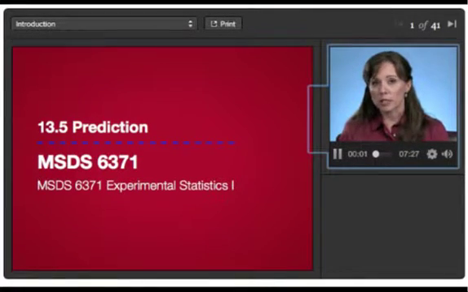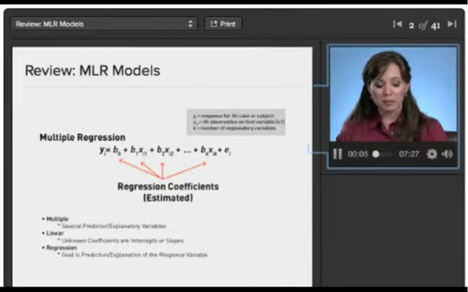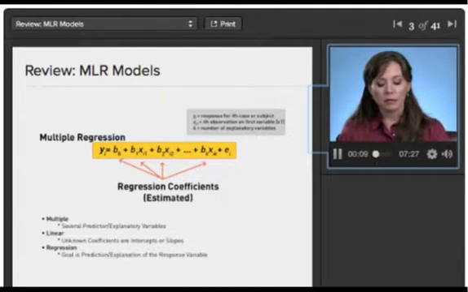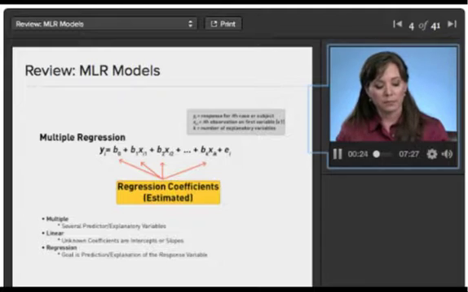Let's look at prediction in multiple linear regression models. In a multiple linear regression model, remember that we have yi, our response, equals beta 0 plus beta 1 x1 plus beta 2 x2 plus beta k xk, all the way up to however many variables that we have. And each of these regression coefficients is estimated simultaneously.